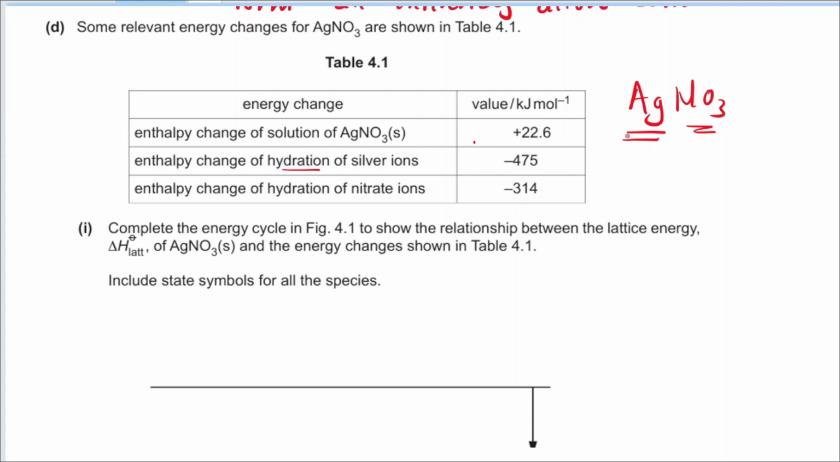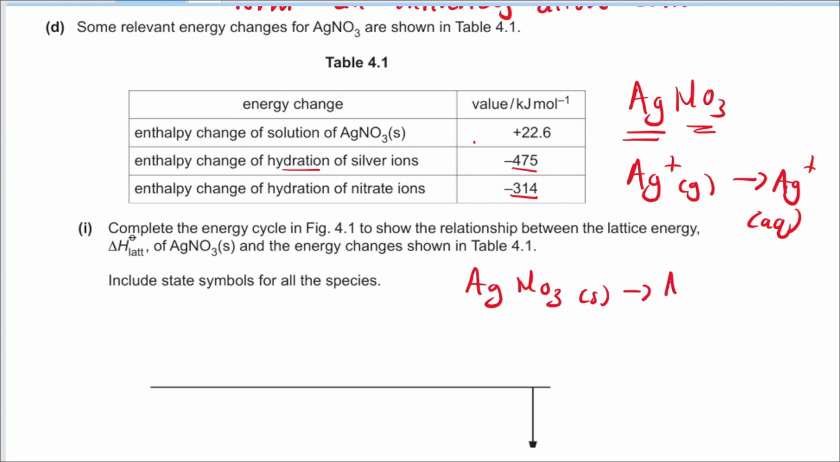And remember what we said about hydration. Hydration is basically going from gas to aqueous. So you will have maybe Ag+ gas forming Ag+ aqueous, right? And the same for NO3. And both of them have different energy changes. So that's why there are two different enthalpy changes over here. And this is enthalpy change of solution, right? So we have AgNO3 solid becoming Ag+ aqueous plus NO3- aqueous.